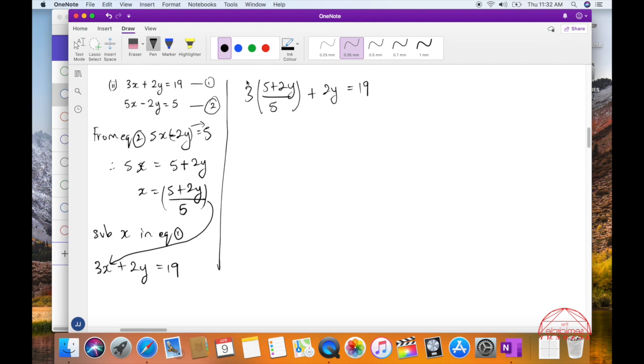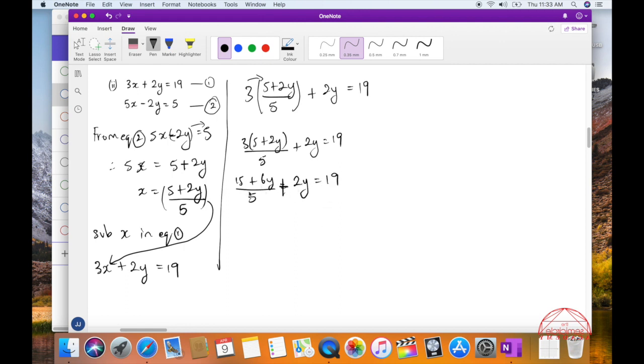So let's just multiply by the 3 one time. So now I'll have 3 multiplied by this numerator, which gives me 3 into 5 plus 2y. All of that is being divided by 5, plus 2y is equal to 19. 5 3s are 15 plus 3 times 2 is 6y, all divided by 5, plus 2y, is equal to 19.